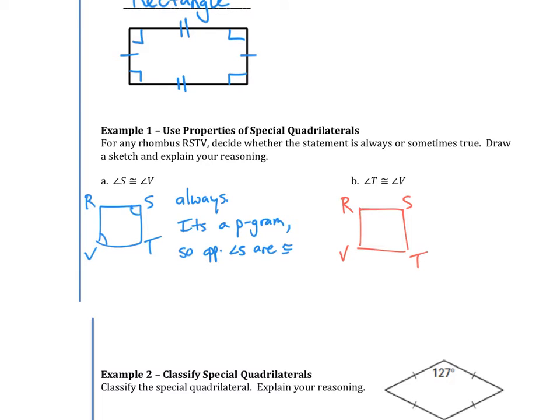Part B, RSTV, and we'll know, will angle T always or sometimes be congruent to angle V? And this is going to be sometimes, because they're not opposite angles. So the only opposite angles have to be congruent in a parallelogram. These are not opposite angles. So they might be congruent, but we don't know for sure. So that one will be sometimes. And actually, if we go even further with that, the only time they will be congruent is when they are right angles.